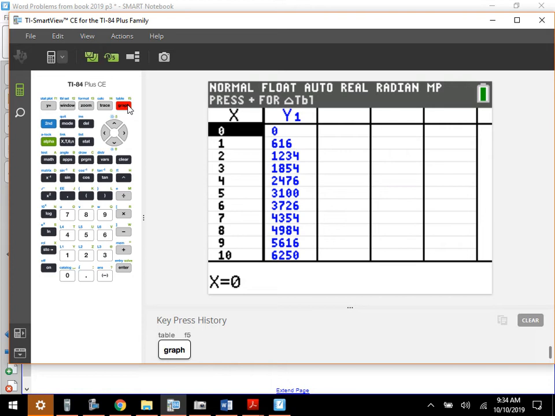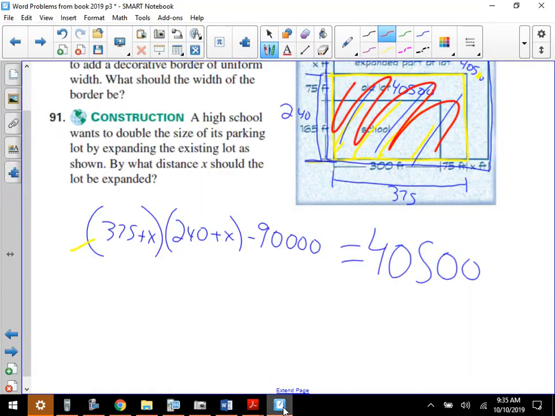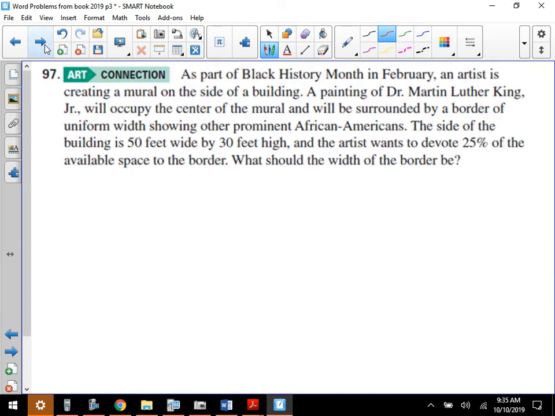All right? Not terrible, was it? 97. Did you figure out 97 with the mural? It's kind of the same thing, but instead of building outward, you're cutting inward. You're going inward instead of outward on that one.